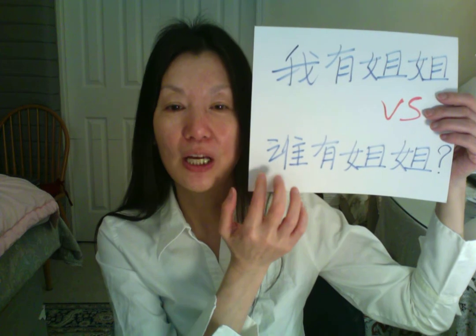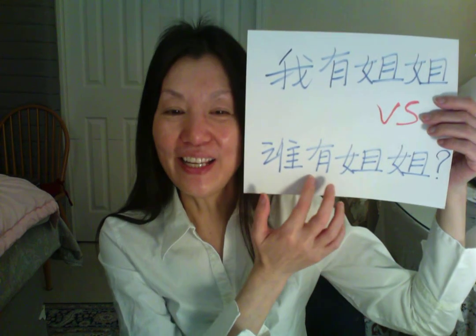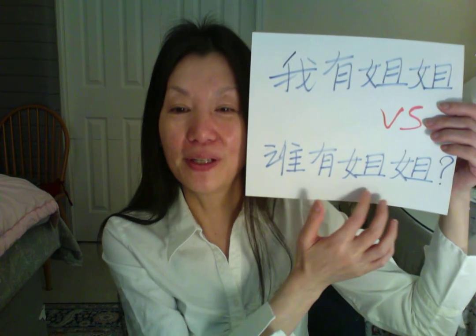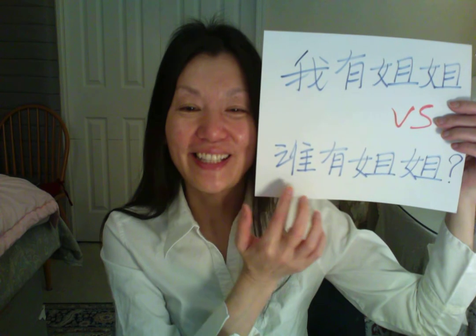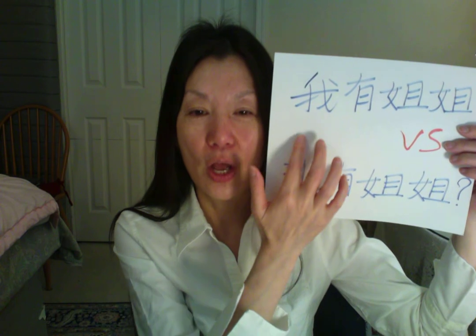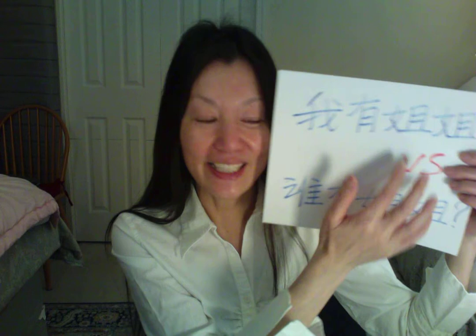谁有姐姐? What does it mean? Who, right? 谁? Older sister. 谁有姐姐? The answer, 谁? It's 我. 我有姐姐. I have an older sister. Let's review them. Okay?